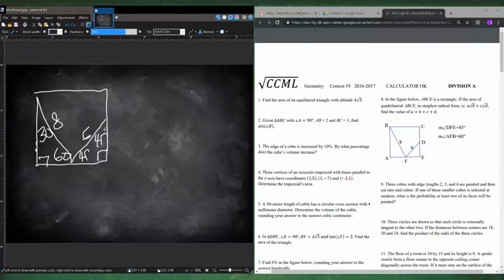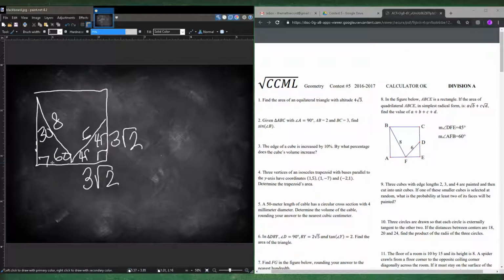For the 45 triangle, both these side lengths are basically the same, and each is the hypotenuse times square root 2 over 2. So it's 6 times square root 2 over 2, which is just 3 square root 2, and this is also 3 square root 2.